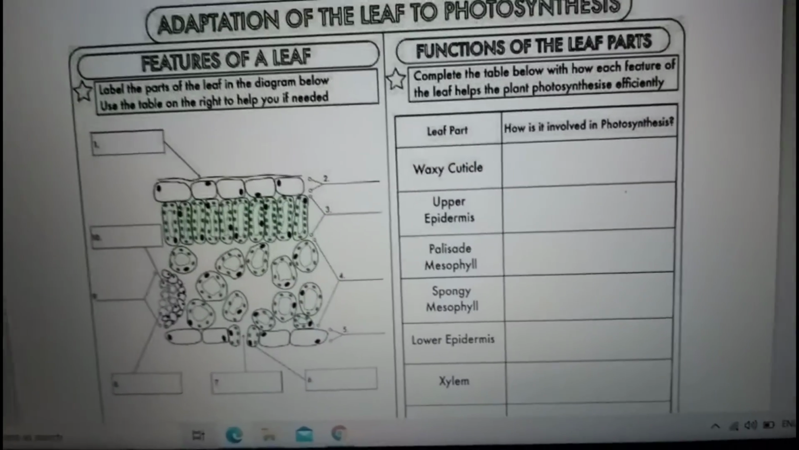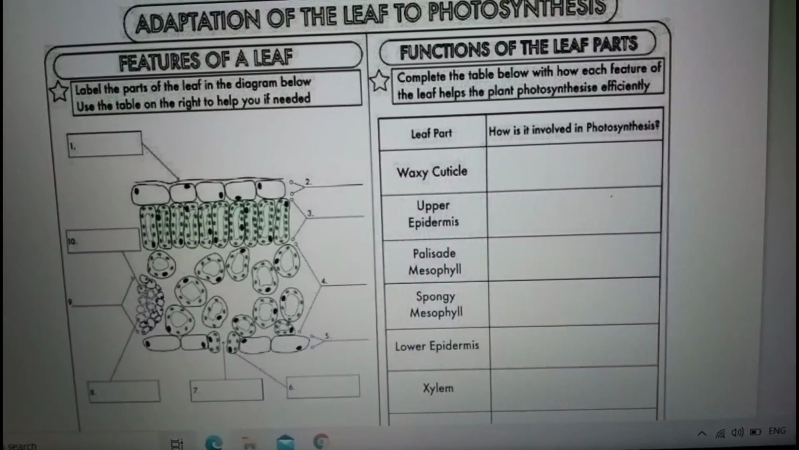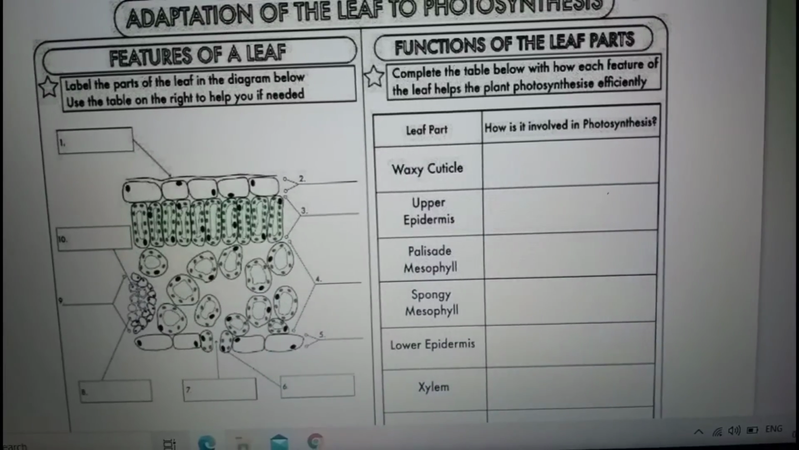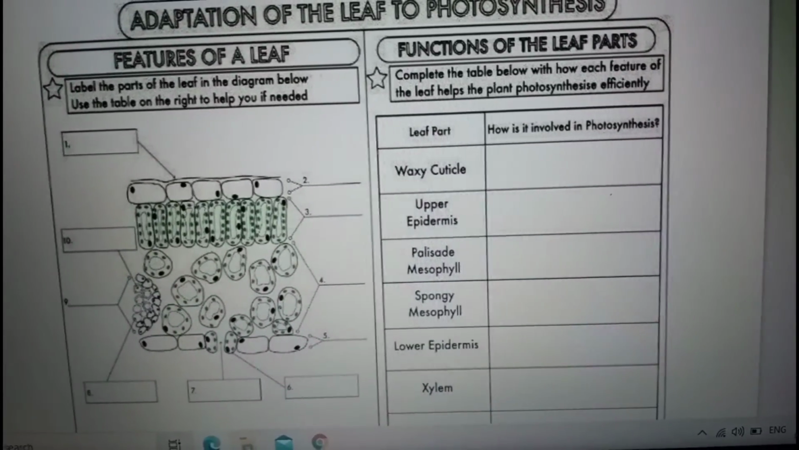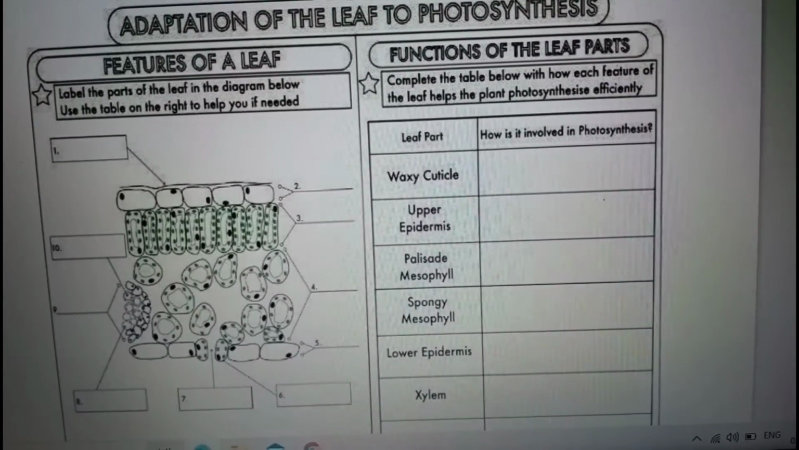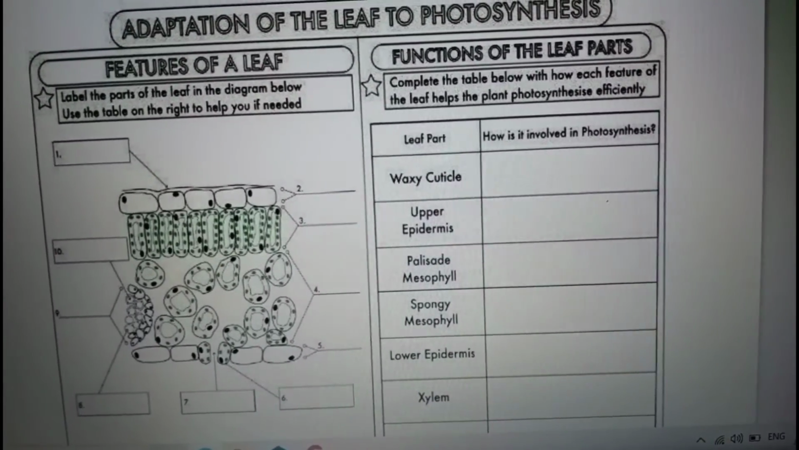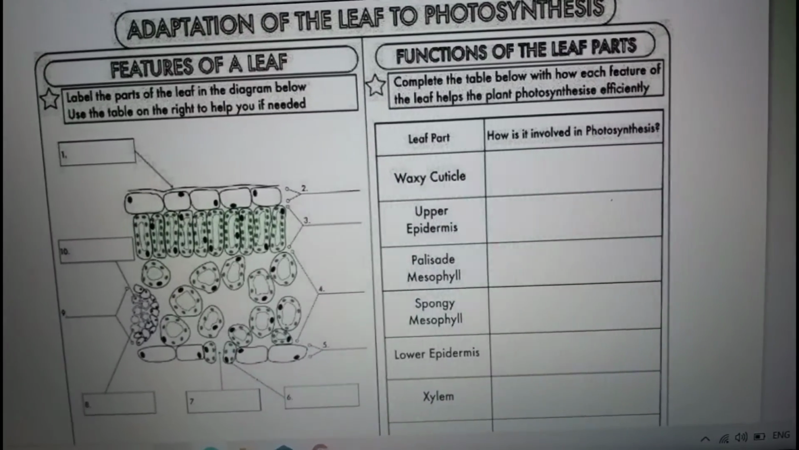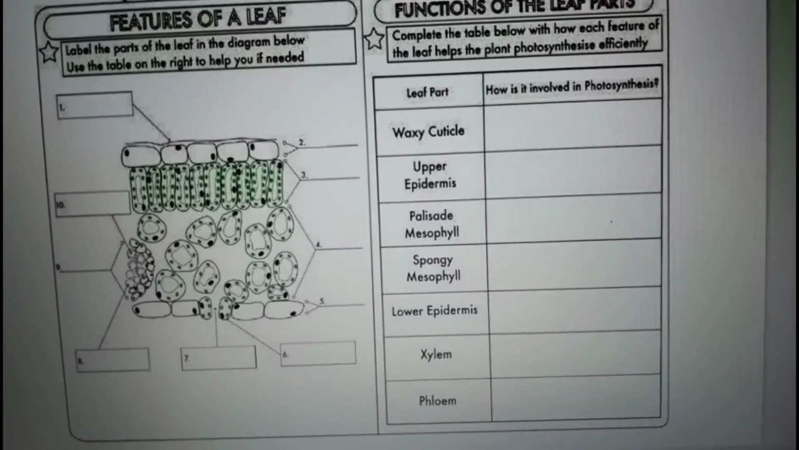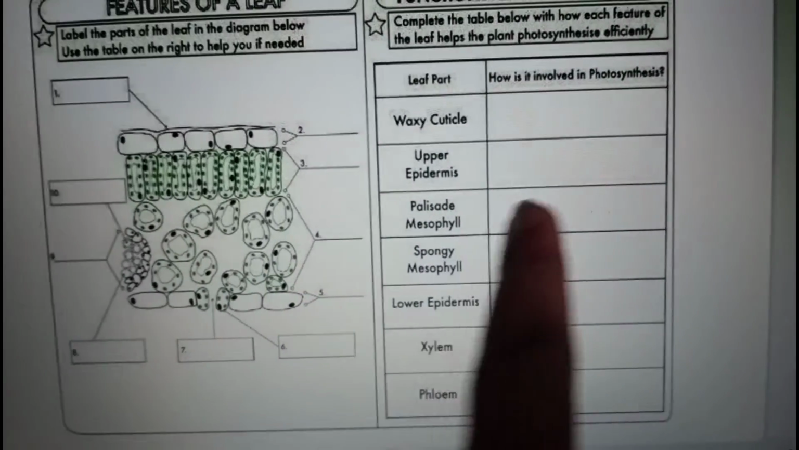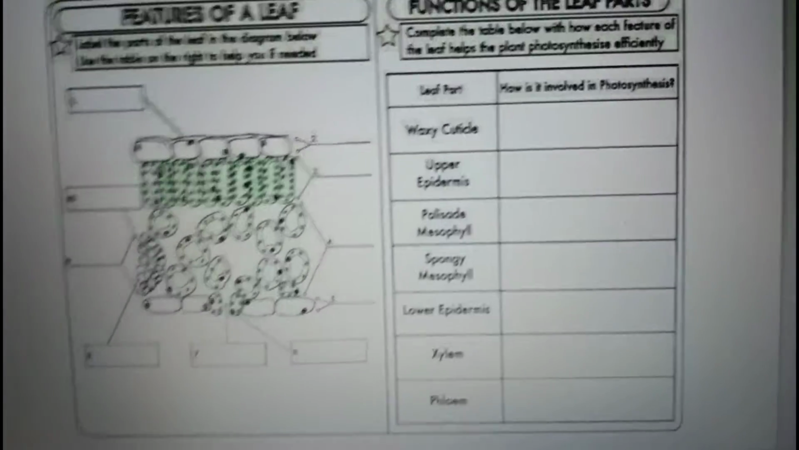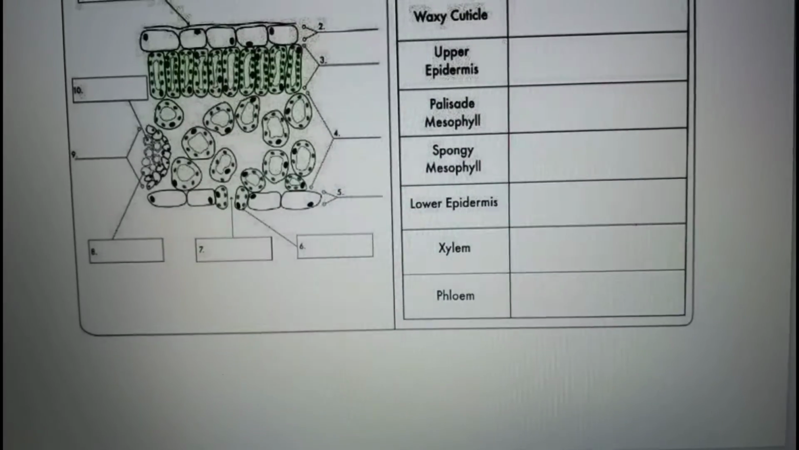And then in the second column, complete the table below with how each feature of the leaf helps the plant's photosynthesis efficiency. So leaf part, how it is involved in photosynthesis. Okay, the waxy cuticle up to xylem. Unsay, what are their function or description? Okay, you write it in the blank space provided. So that is your activity.